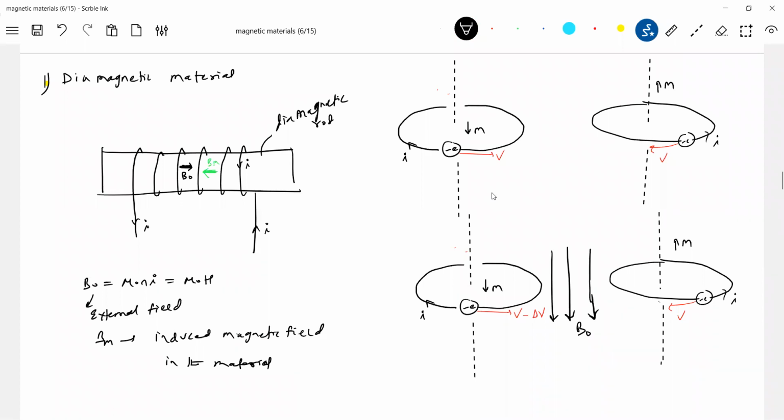Velocity of one of the revolving electrons will increase, and of the other it will decrease. So what will happen? The dipole moment of this will increase by delta m, and the dipole moment of this will decrease by delta m. Earlier, m net was 0. Now, what is the resultant dipole moment? If you look at the difference, the resultant dipole moment will come upward.